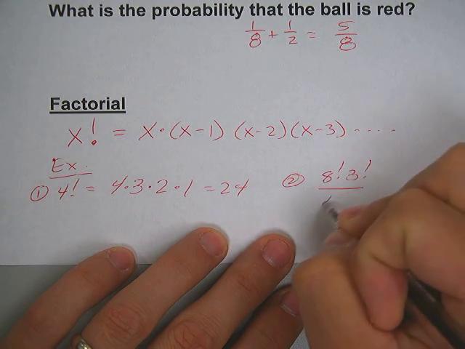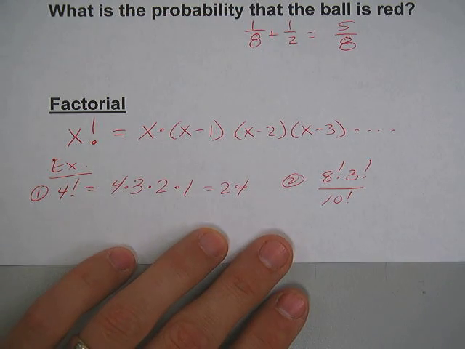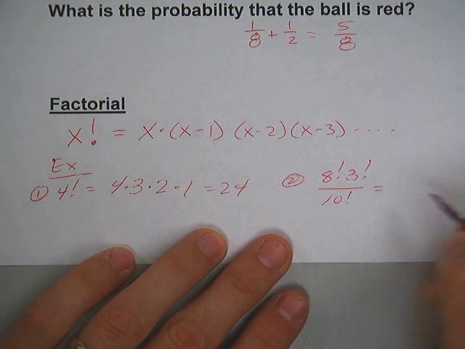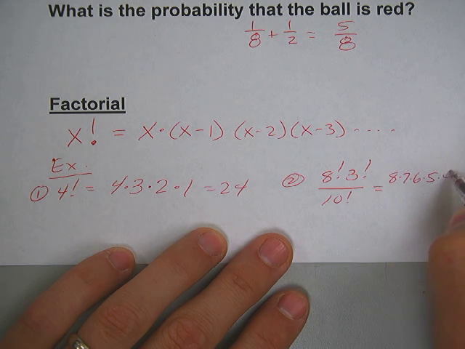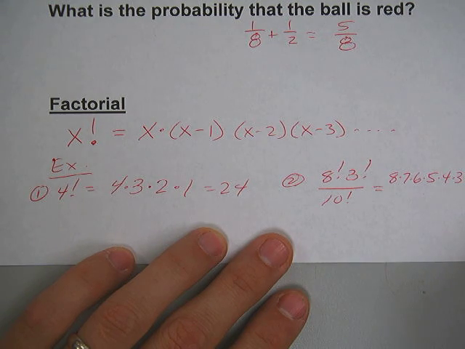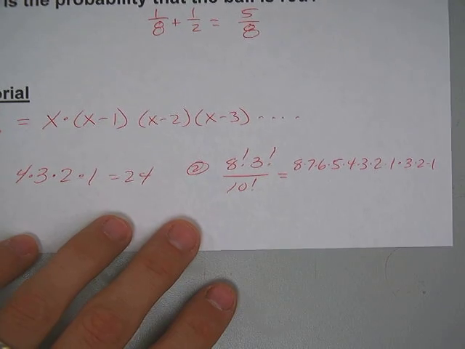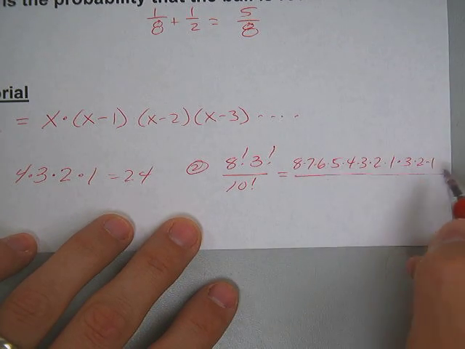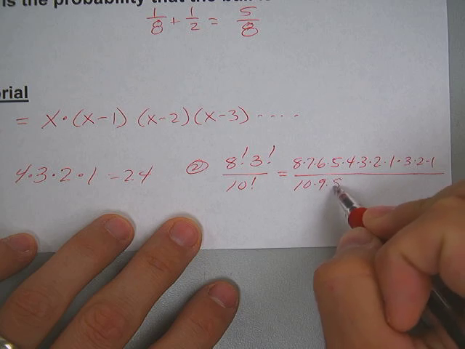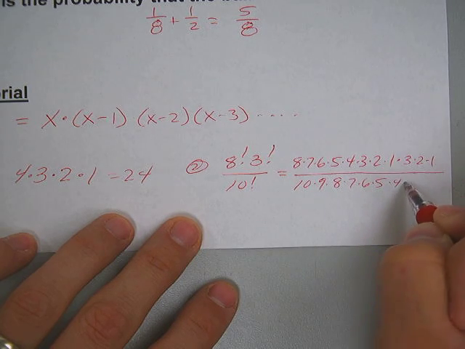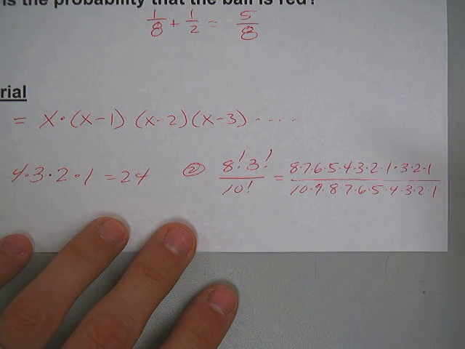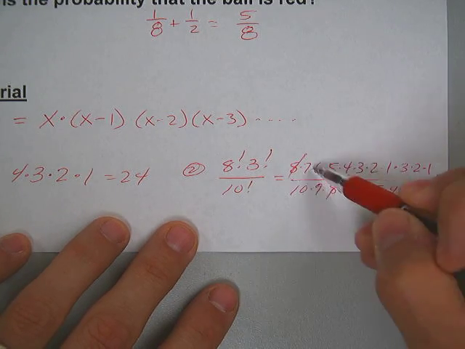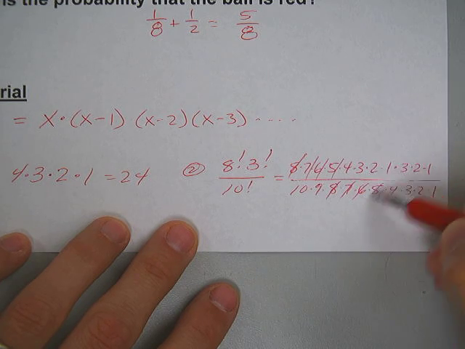Now, again, just like anything else, we can get a little more complicated. If we call that example 1, we can do example 2. If I were to say 8 factorial times 3 factorial over 10 factorial, what would that equal? Well, 8 factorial is just 8 times 7 times 6, 5, 4, 3, 2, 1. And then 3 factorial is 3 times 2 times 1. Then 10 factorial is just 10 all the way down to 1.